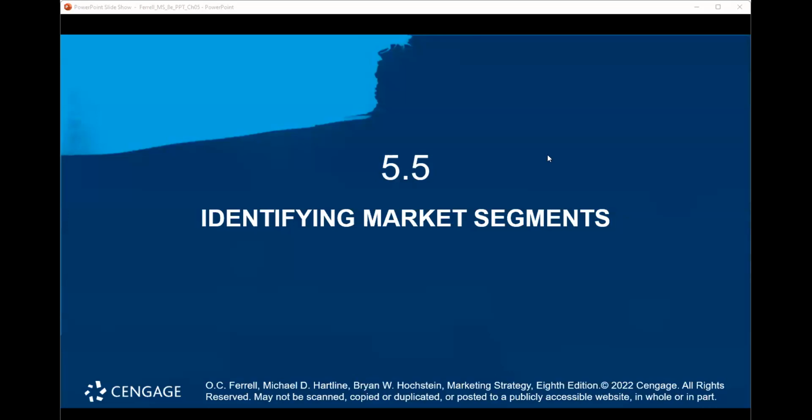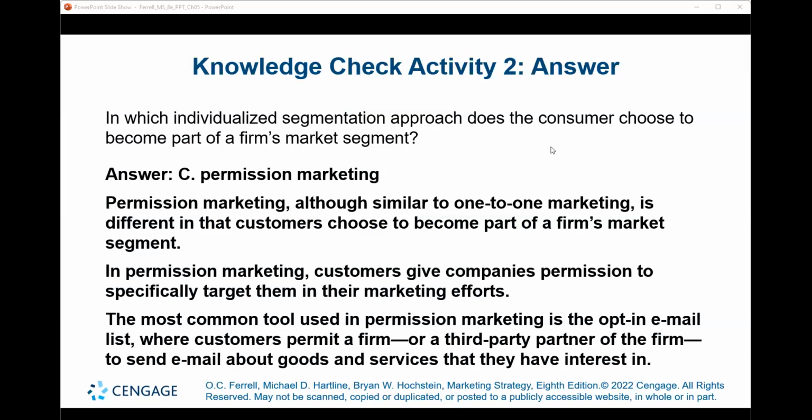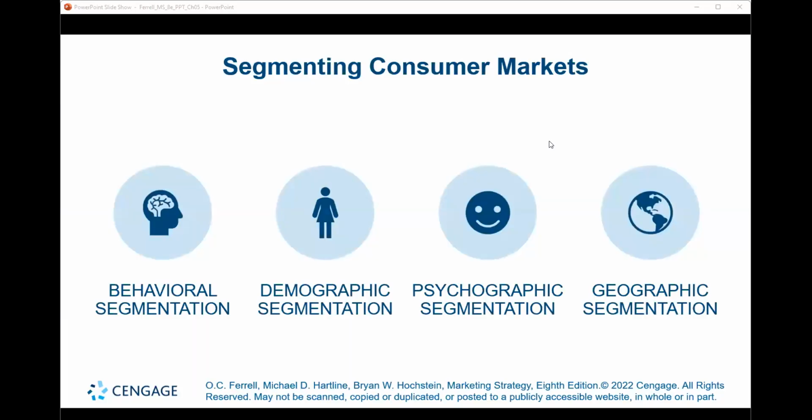So we're going to talk segmenting, and we will talk strategies, and then we'll be done with this chapter. So how do we segment markets? We segment the markets by our consumers, what they do, who they are, how they think, and where they are.